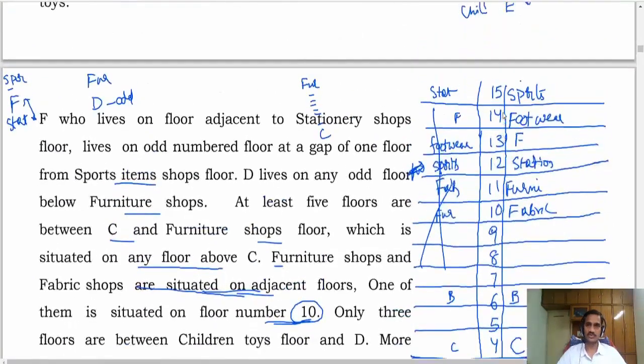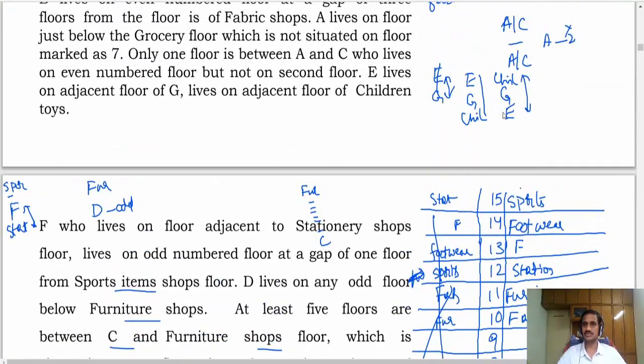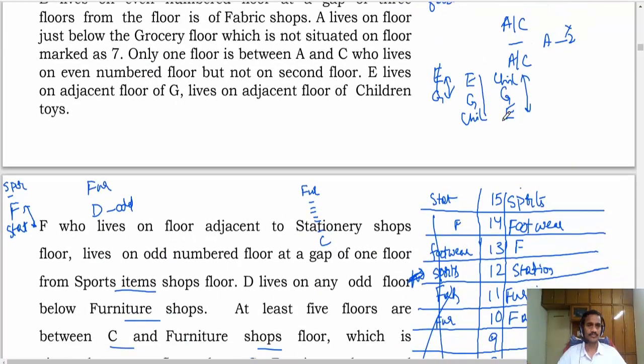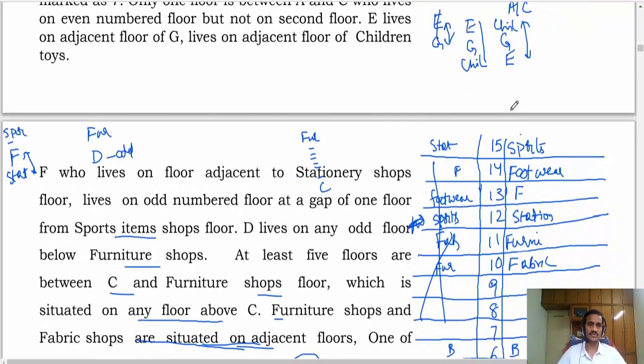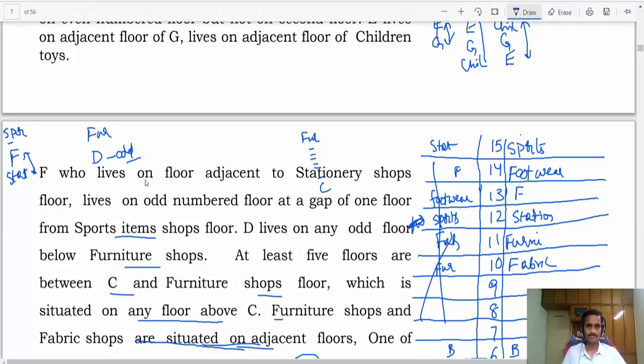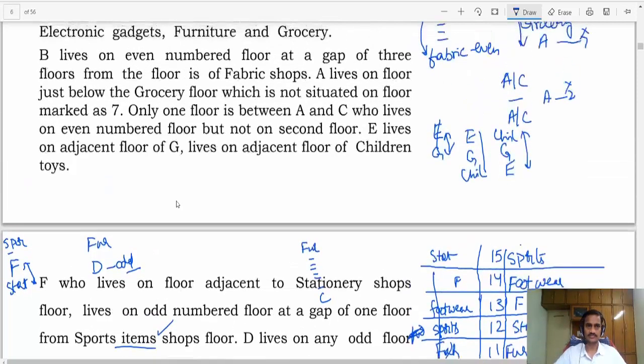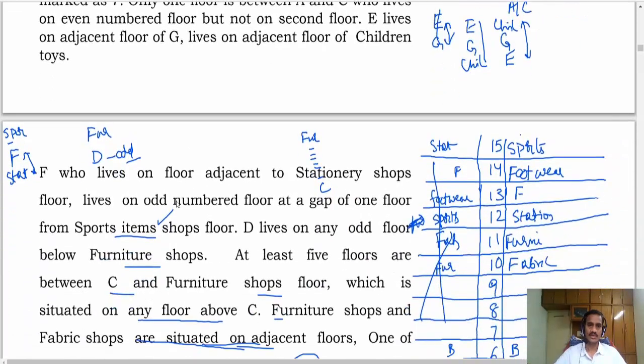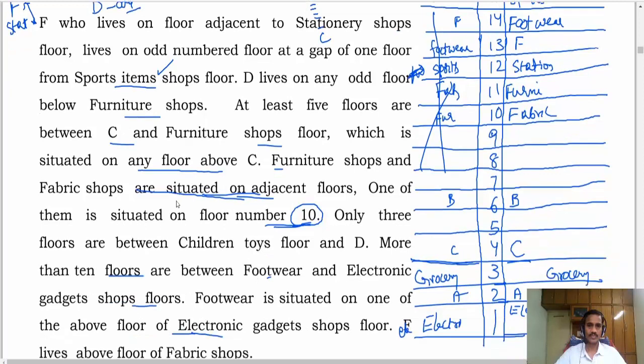Then the next one, there is another piece of information. E, G and children must be adjacent to each other. And D should be below furniture. And D is an even number floor. D lives on one of the floors below furniture. F lives on an odd number floor. This one we have done. And next, D lives on an even number floor.